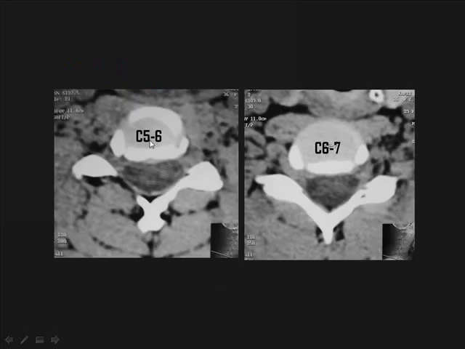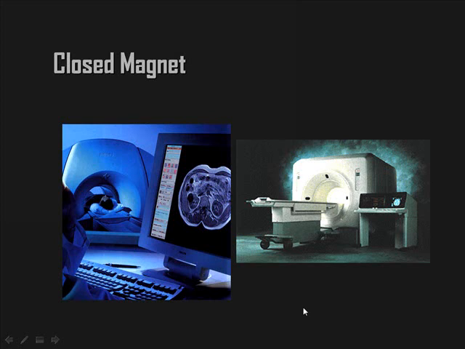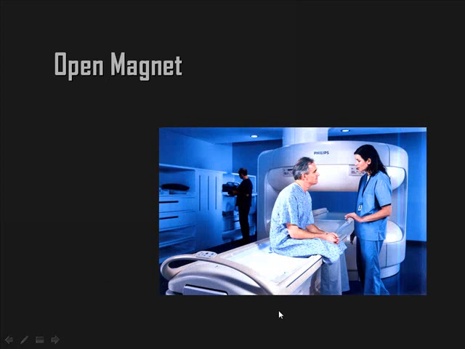Then look here, this is C5, 6 disc, and you got some disc material posterior to the edge of the bone. This is pathologic disc. And here C6, 7 level, you do not see disc material posterior to the edge of the bone, and this is normal disc.